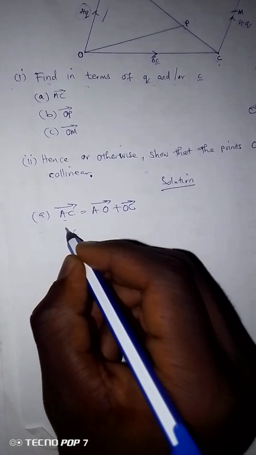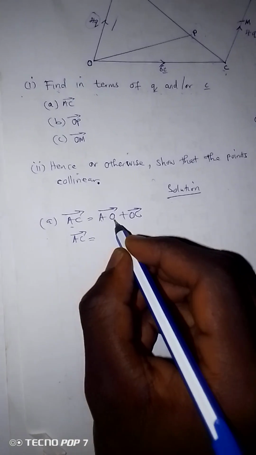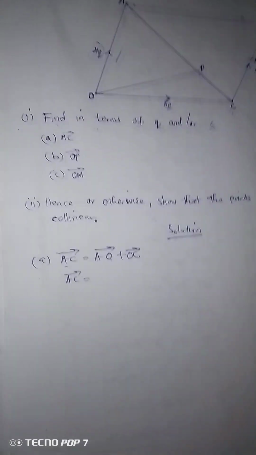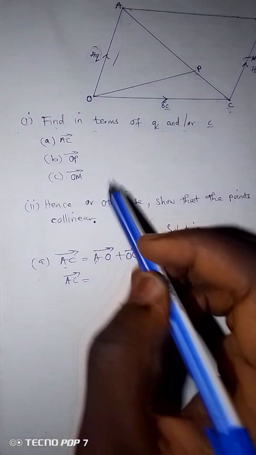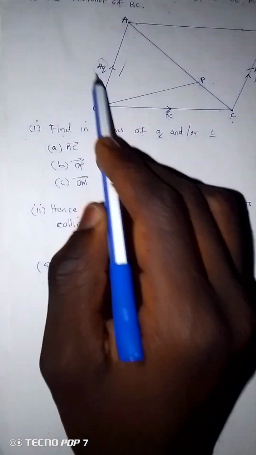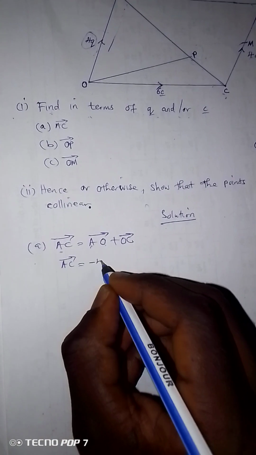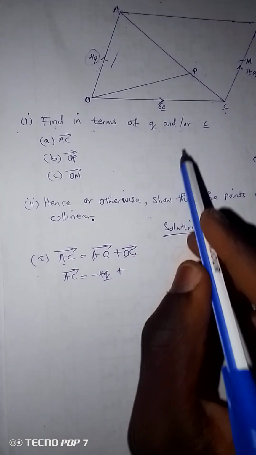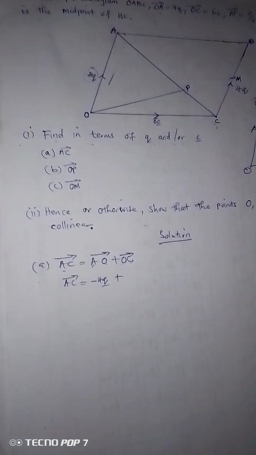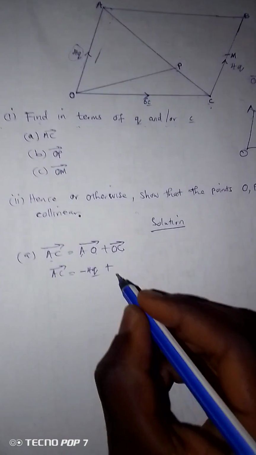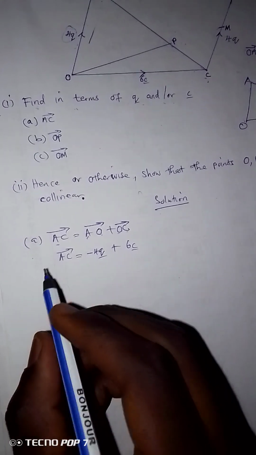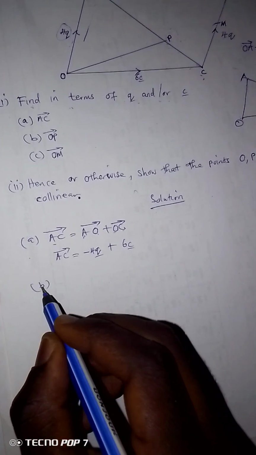So AC is equal to AO plus OC. Now, OA is what? 4Q. AO is the opposite of OA, so for that reason it will be negative 4Q plus OC. OC is what? It's 6C. Then it means you are done, and you even get a free 1 mark.